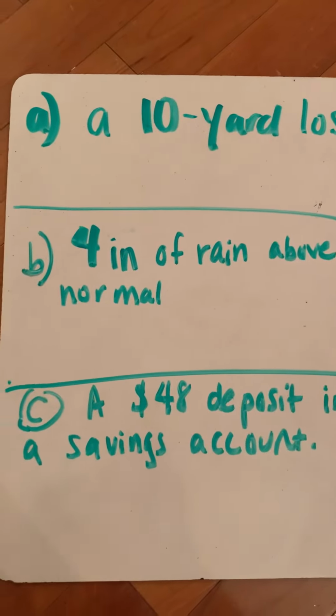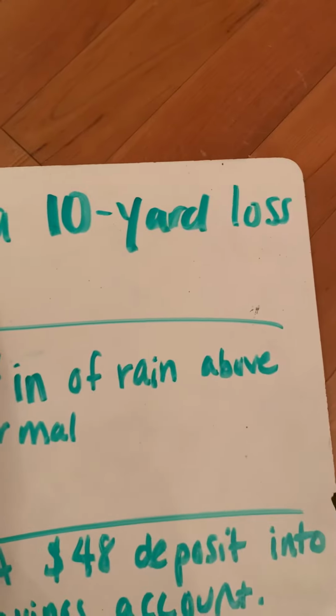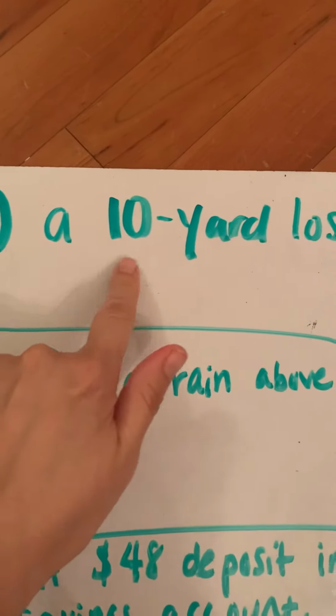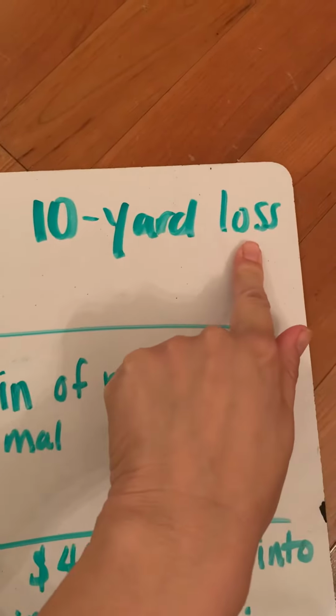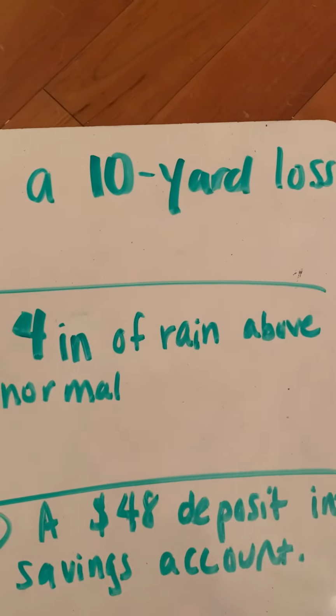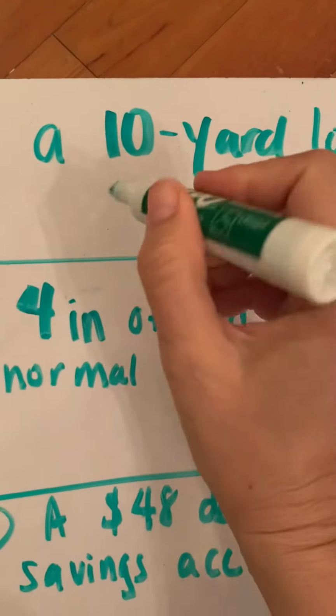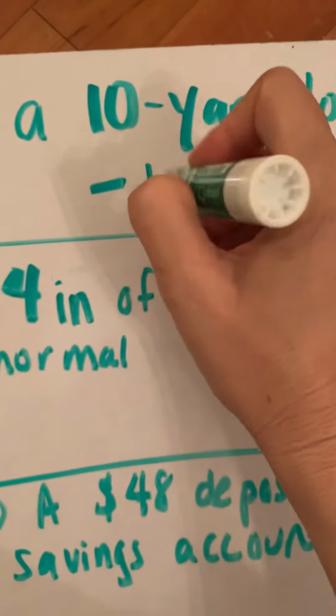We're going to take a look at some examples right now. Let's start with a 10-yard loss. If you had a 10-yard loss, you don't have it. You have a 10-yard loss means it's a -10. So we would represent this by writing -10.